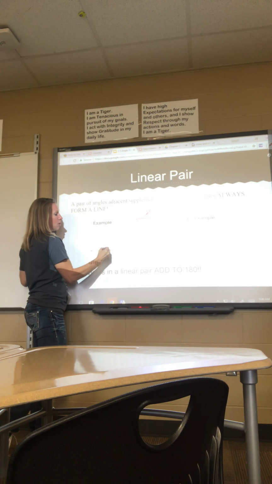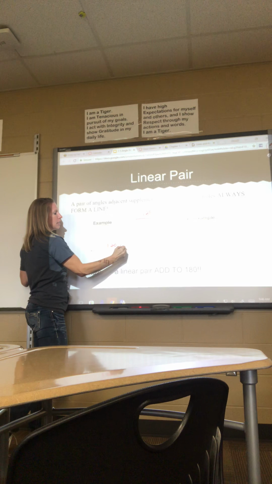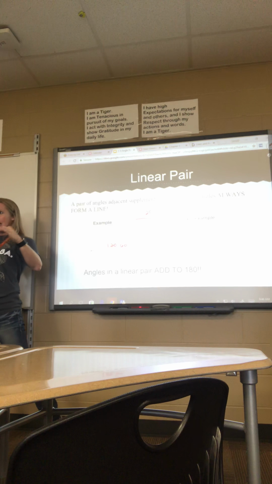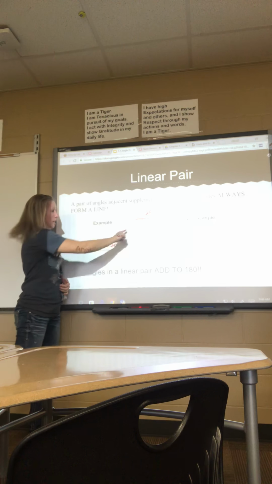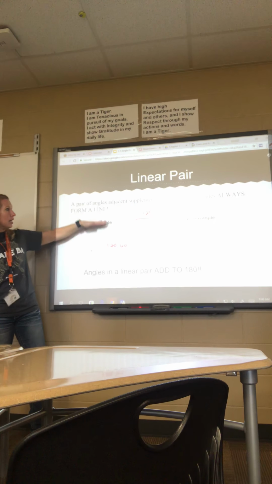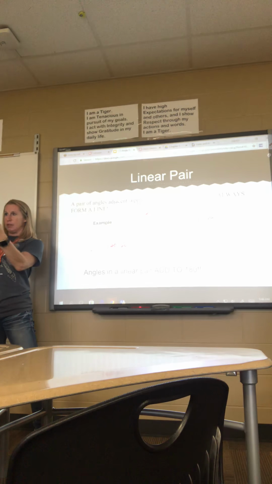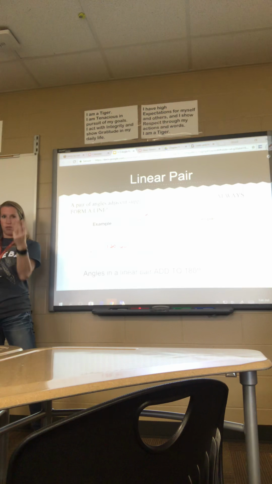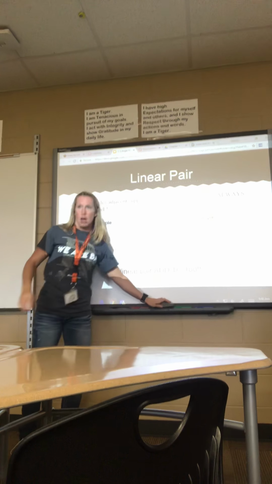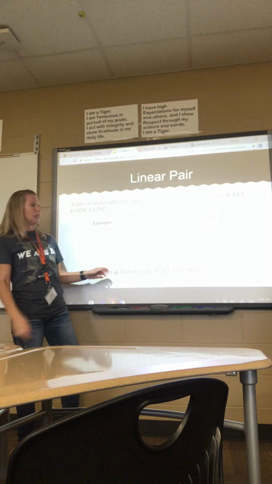So this could be 120. This could be 60. Together they add to 180. They form a line. And they're adjacent because they share that side. Do you guys see that? So a linear pair has to be adjacent, has to be supplementary, has to make a line. 3 things. Okay, so we got supplementary, complementary, adjacent, linear pair.